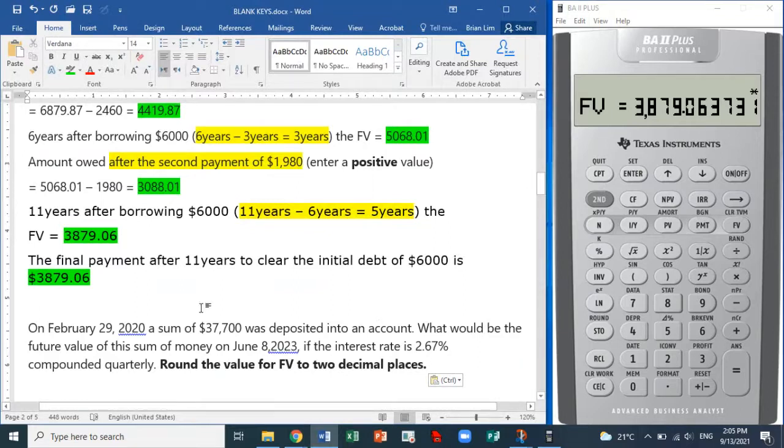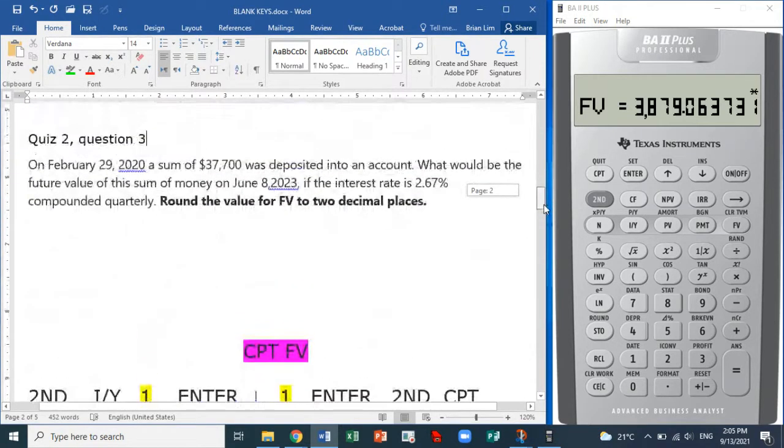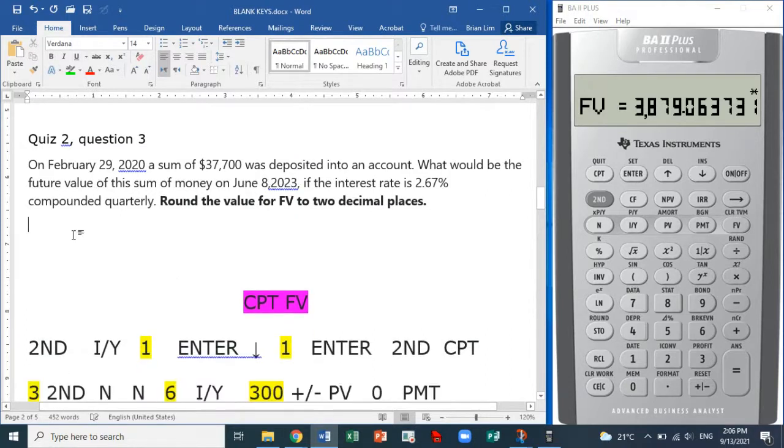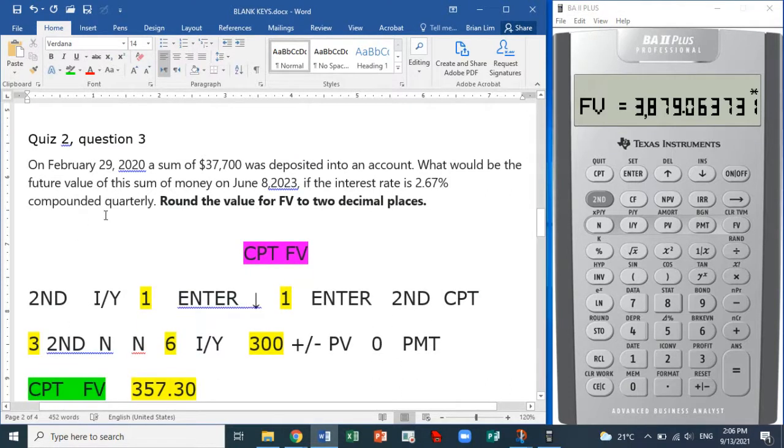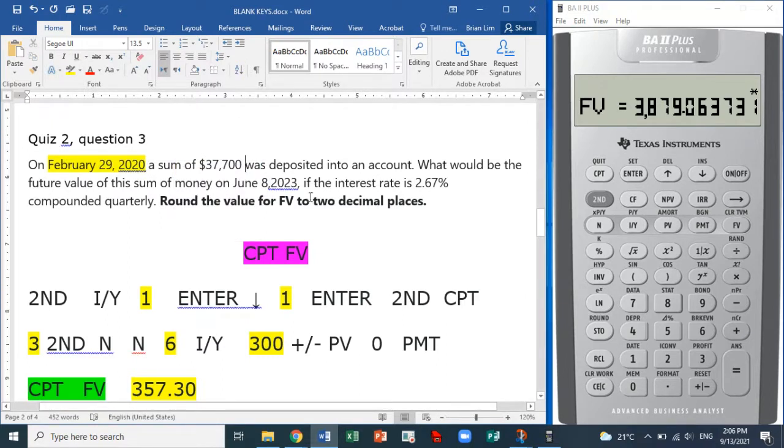Okay, so this question is what? Well, it's quiz 2, question 3. Right, so here we are. Round the future value to 2 decimal places. Okay, and we have the days between dates. All right, so that's a new feature that we have to deal with. Okay, so we will take care of this shortly. I will go back to that and show you how it's done.